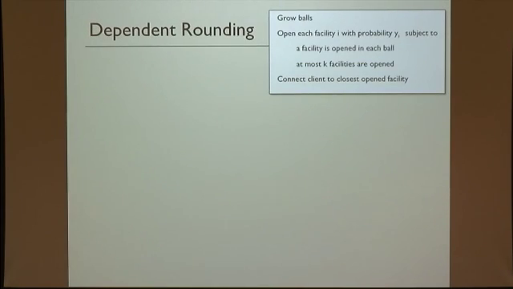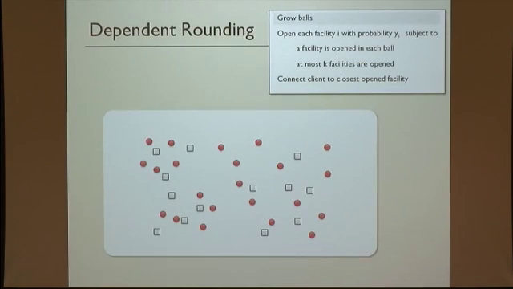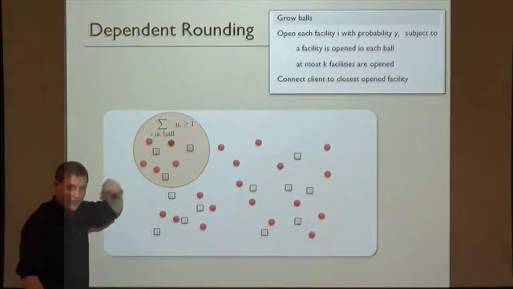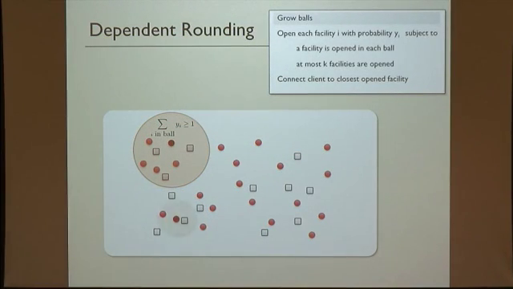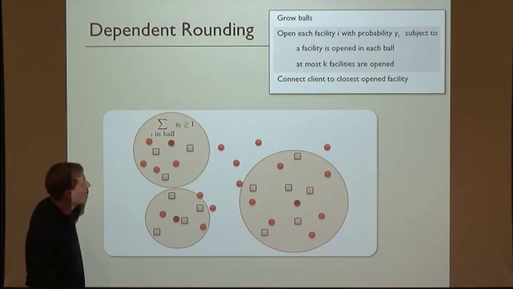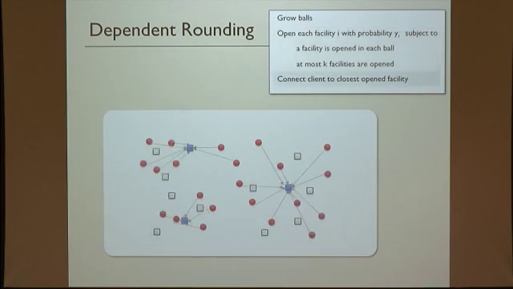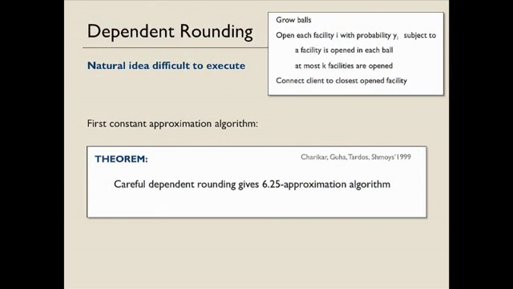So what people have done is to very carefully grow balls. They take any client, place a ball there, and grow this ball until the LP says that inside the ball we should open at least one facility. Then we grow another ball and so on, very carefully. Then they do randomized rounding so as to ensure that they open at most k facilities, that at least one is open in each ball, and that the marginals are satisfied. So maybe we open 3 facilities in this example.